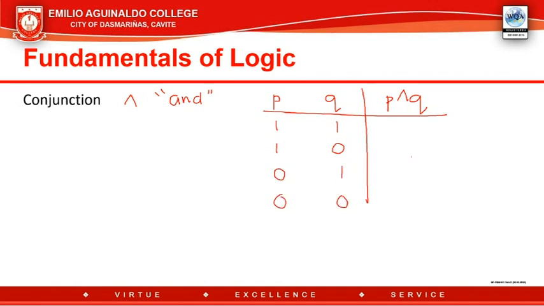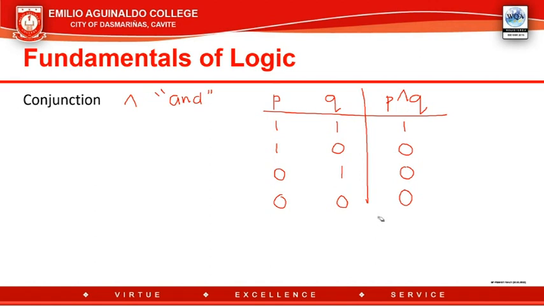Just like multiplication, we're going to multiply the values of P with the values of Q. That is 1 times 1 is equal to 1. If there is a presence of false in this statement, or 0, it means that our value is always 0, because any number multiplied by 0 will always result in 0. So then the next numbers will be 0, 0, 0. This will be our truth table for conjunction.